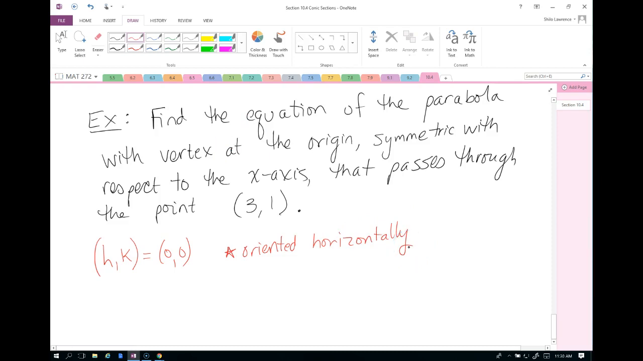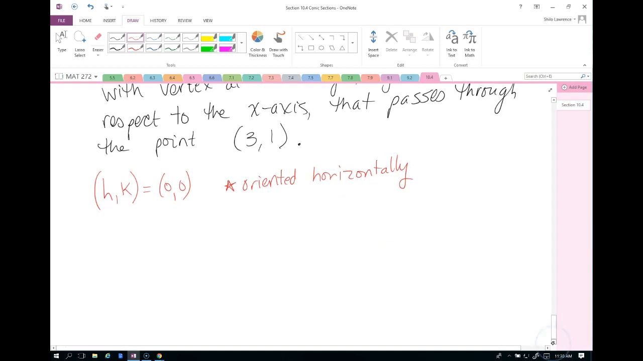Now we don't know if it opens left or right, and that's okay. We'll figure that out once we figure out the a value. But actually, if we look at this point that it goes through, if it's got a vertex at (0, 0) and it goes through (3, 1), you can kind of sketch this thing already and have an idea. It's got to be symmetric with respect to the x-axis. That means it also has to go through (3, negative 1). It's got to look like that.